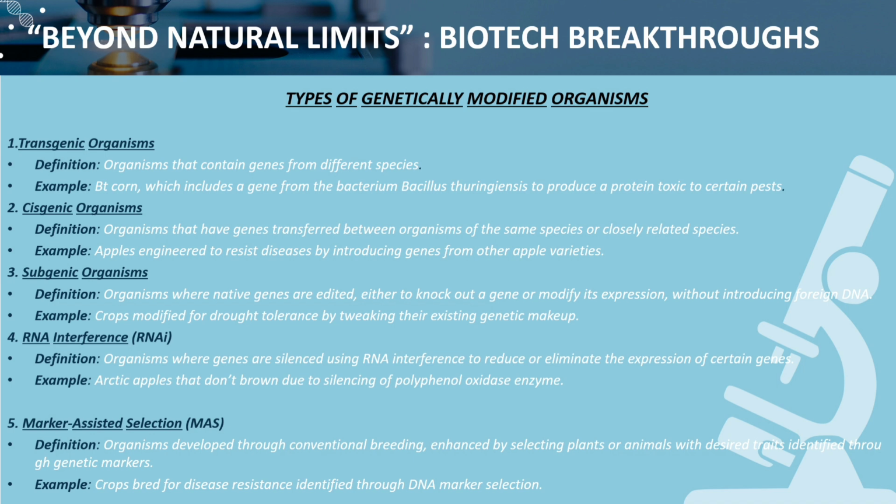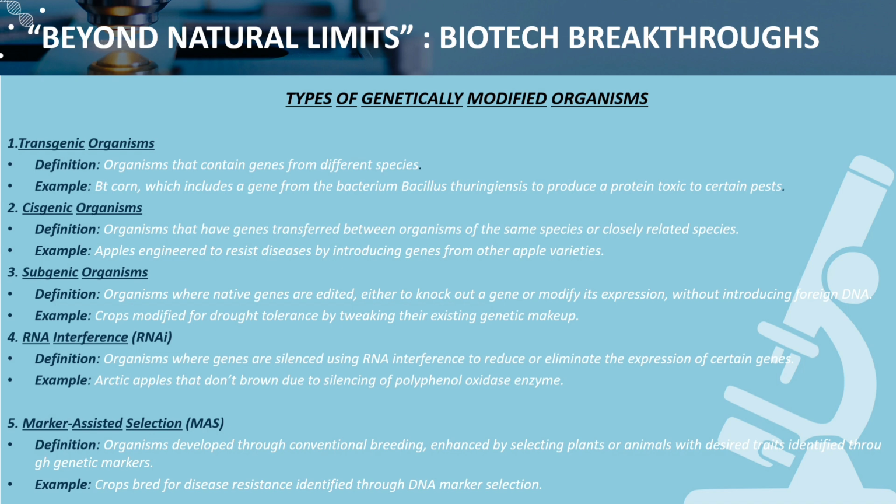And the second one is your cisgenic organism. Cisgenic organism contains a gene which has been transferred between the same species, or approximately the same species of organisms. Right. The example is like apples engineered to resist diseases by introducing genes from other apple varieties.